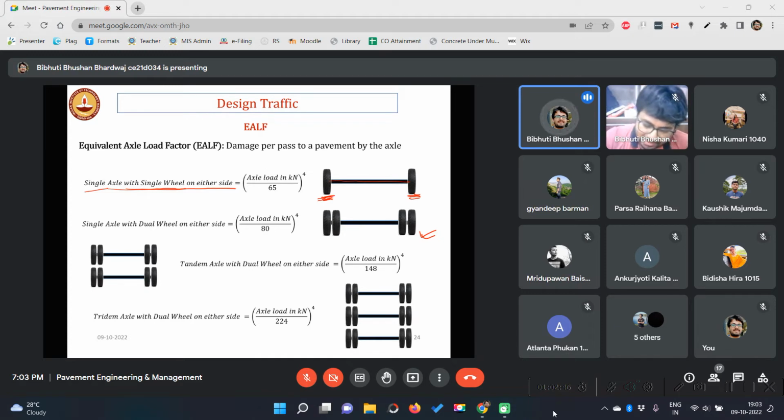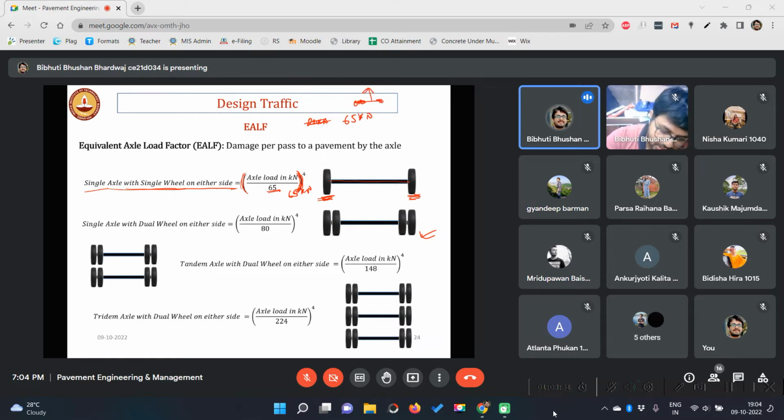So for single axle, single wheel, IRC says the standard load should be 65 kN. But if the load is more, then it has to be converted to the standard axle load by using this formula. Now again remember the previous concept. Let's call it 65 kN.